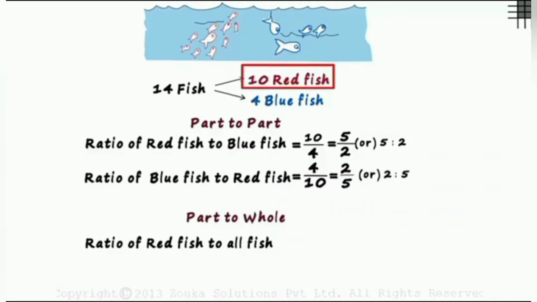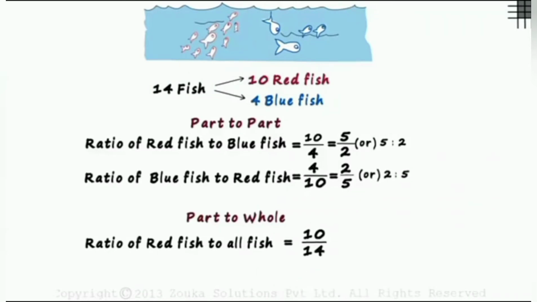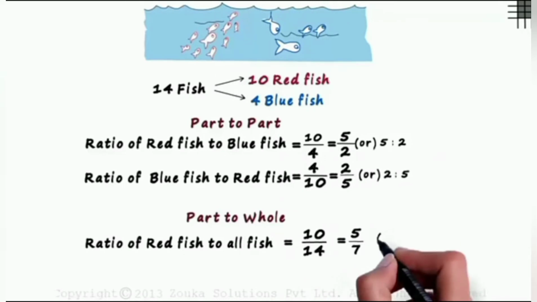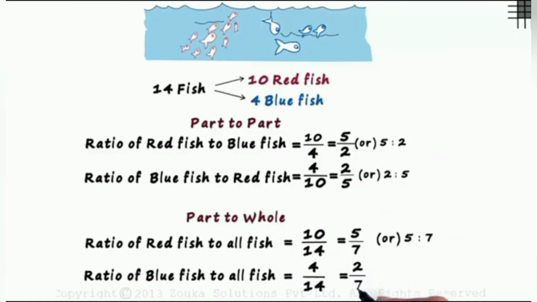That means red fish 10, total fish 14. So we have to find the ratio between 10 and 14. So 10 by 14, simplest form 5 by 7. So in ratio form we can write 5 is to 7. Similarly, the ratio of the blue fish to all the fish is 4 by 14, simplest form 2 by 7 or 2 is to 7. So we can see the two types of ratio, part to whole and part to part.